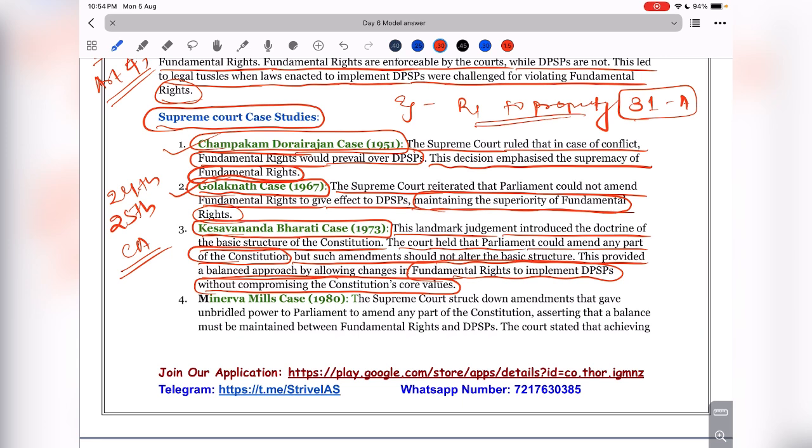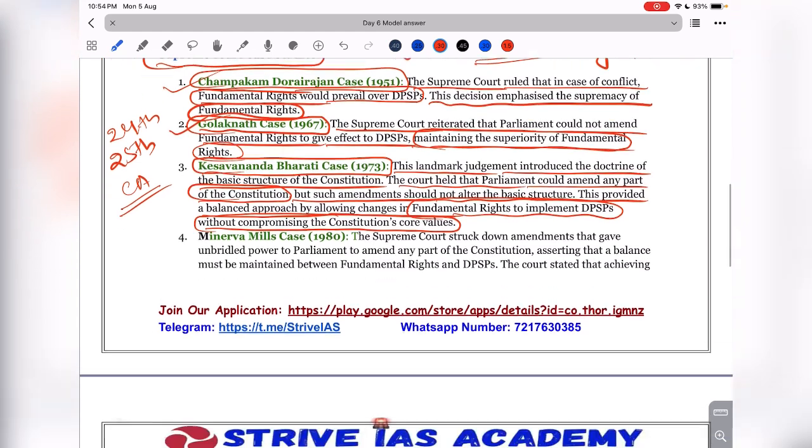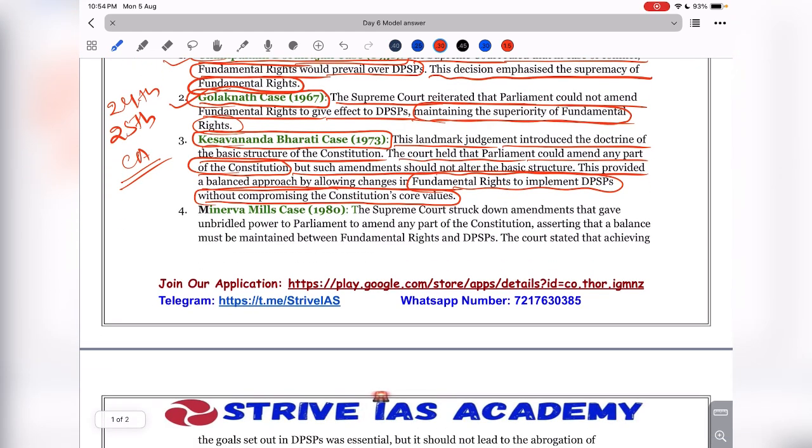And what are these essential features, core features? This feature was not clearly defined by the Supreme Court at that time, and gradually over a period of time in different verdicts, the Supreme Court time and again defined what constitutes basic feature of the Constitution. So next, to nullify that effect, Parliament enacted 24th Constitutional Amendment Act.